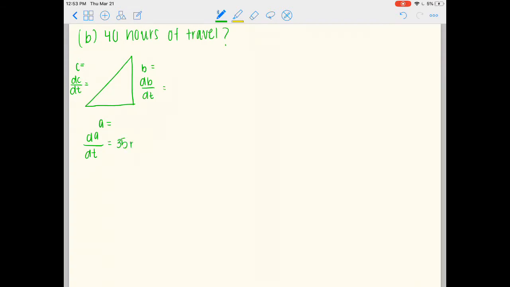So we know from the original question that dA over dt, which is the speed of car A, is 35 miles per hour, and that the speed of car B, dB over dt, is 55 miles per hour. So in order to find the distance of letter A and letter B, we would have to multiply the speed times the amount of hours traveled. So for A, we would multiply 35 times 40 to equal 1,400 miles. And for side B, we would have to multiply 55 miles per hour times 40 to get 2,200 miles.